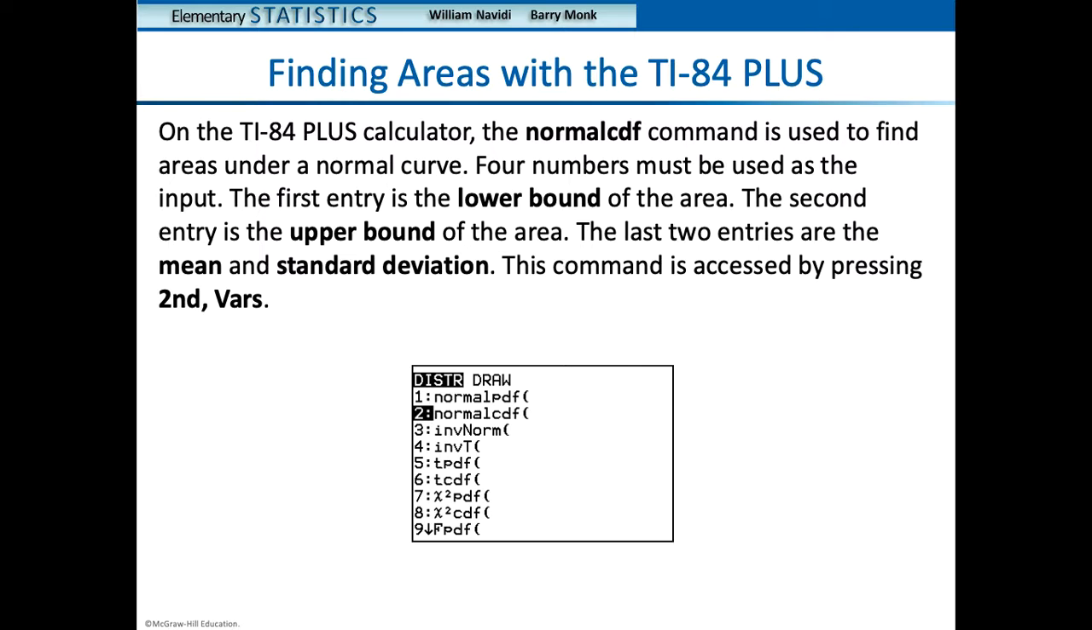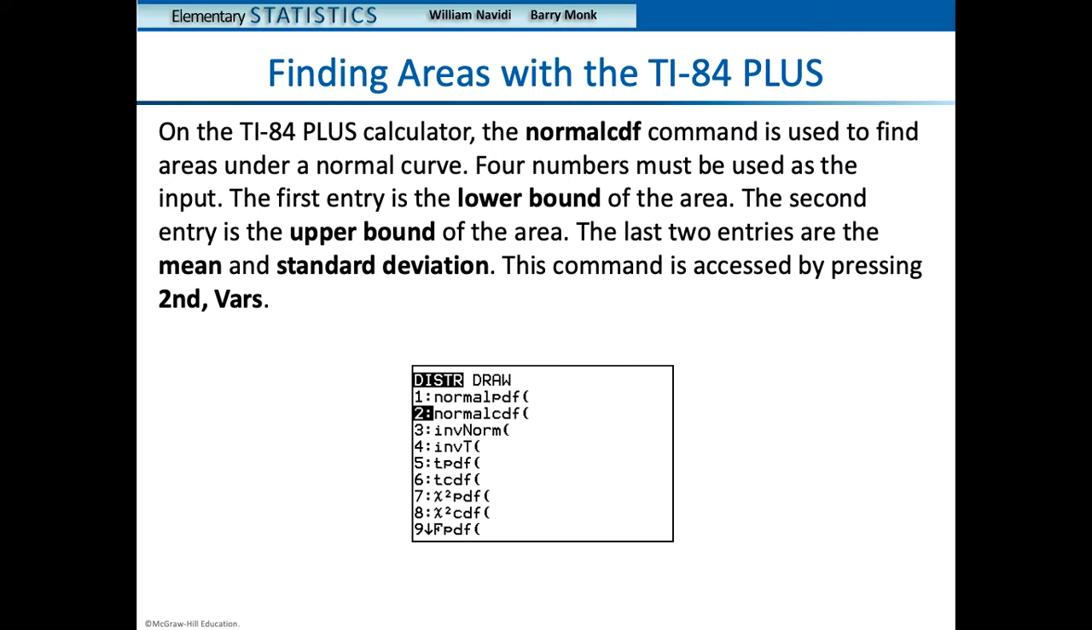Specifically, the command that we would use is called normal CDF. And this command is accessed by pressing the second key followed by the vars key. It's in the distributions menu. Okay. And when you access this command, 4 numbers have to be used as inputs. The first number you would enter is the lower bound of the area. The second number is the upper bound of the area. Then the last 2 entries are the mean and the standard deviation. So they're entered in that order.